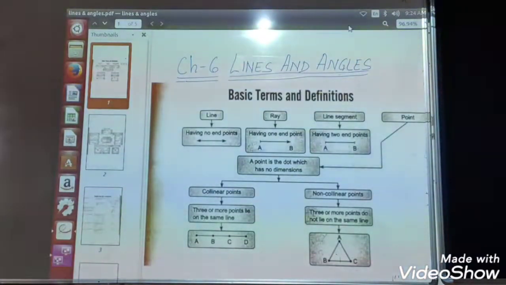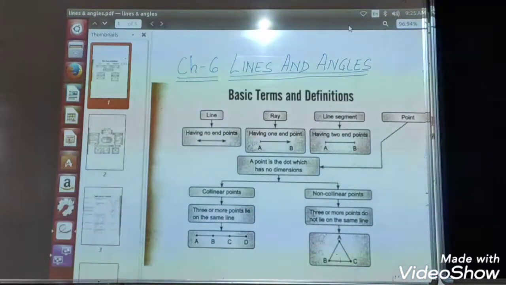Next, ray. A line having one end point is called ray. That is, on one side it can be extended and on the other side it cannot be extended. That is called a ray. Then comes line segment. Line segment is a line having 2 endpoints. Means compulsory this line has a special measurement, a special length. You cannot extend it from any of the sides, any of the directions.